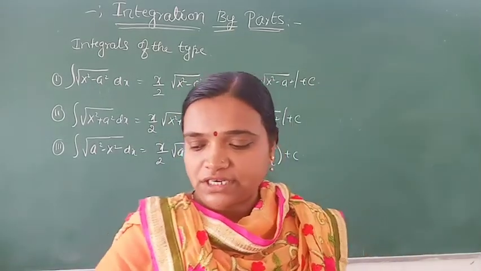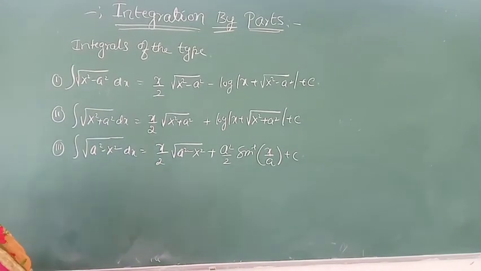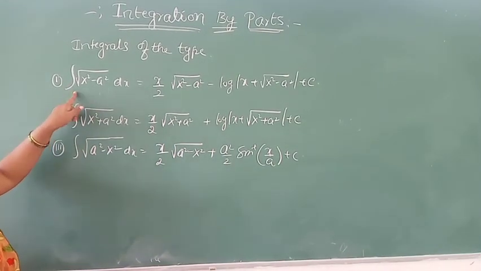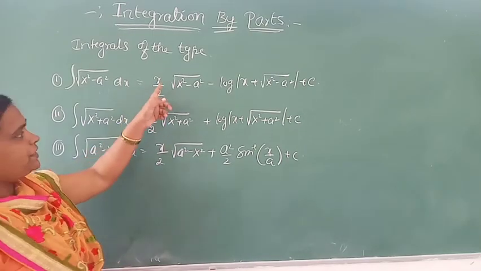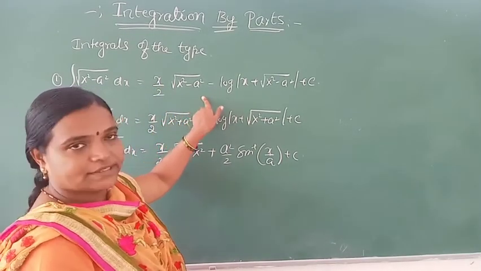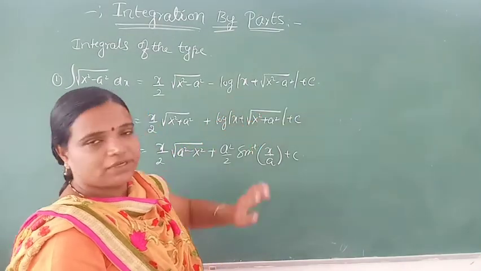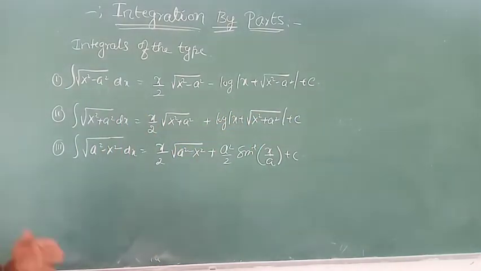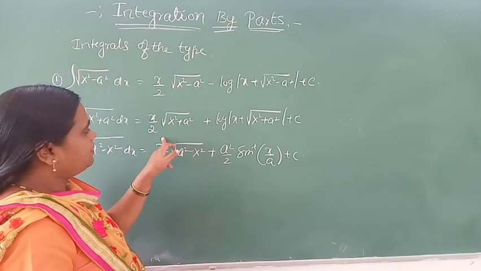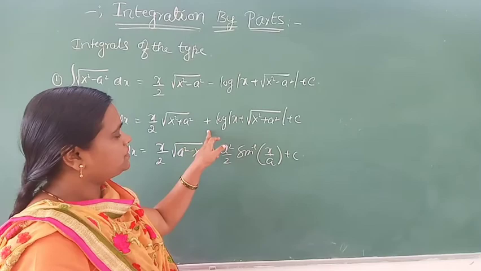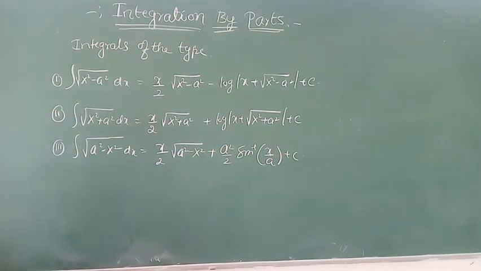Now last class we discussed the integration by parts method. In that, integrals of the type integration of root of x square minus a square dx is x by 2 root of x square minus a square minus log of x plus root of x square minus a square plus c. Okay, next, integration of root of x square plus a square dx is x by 2 root of x square plus a square plus log of x plus root of x square plus a square plus c.